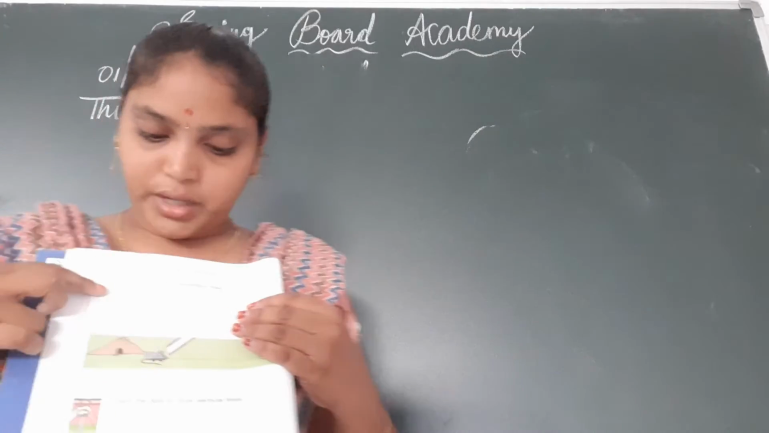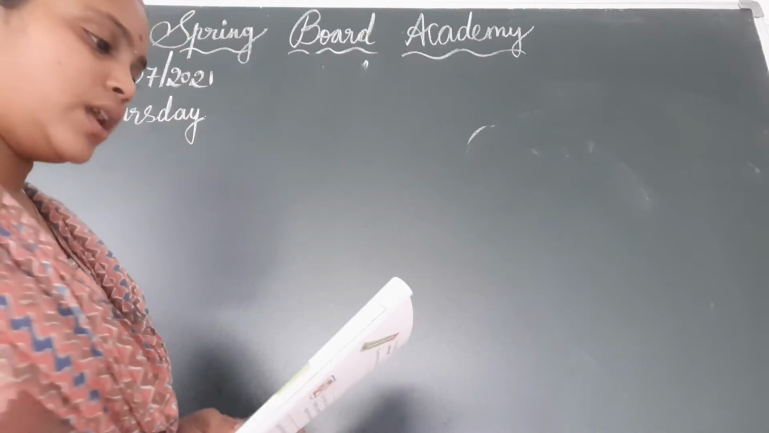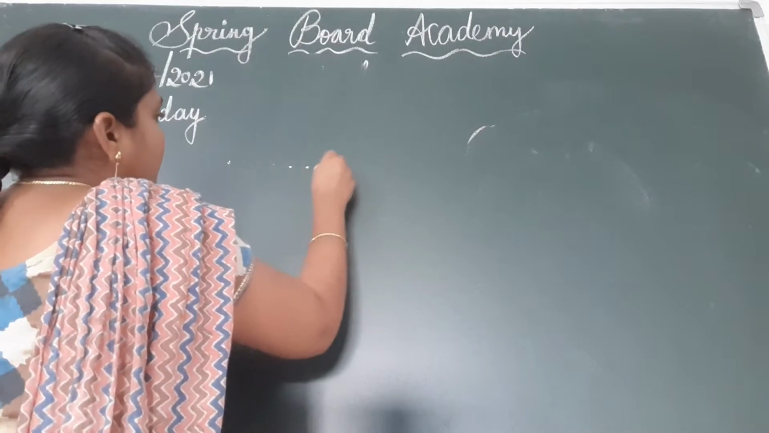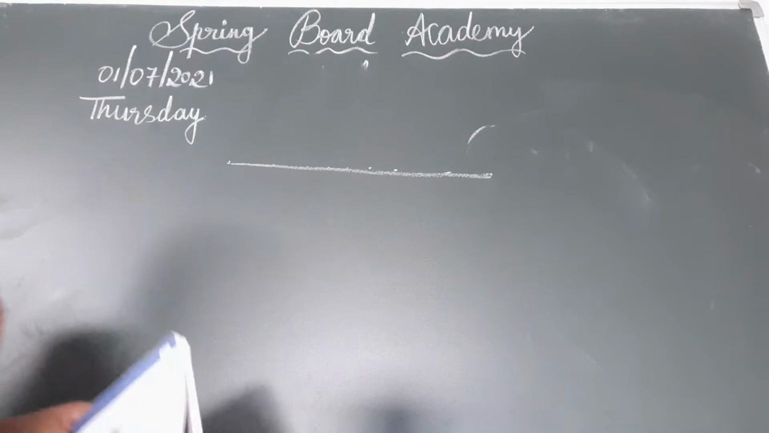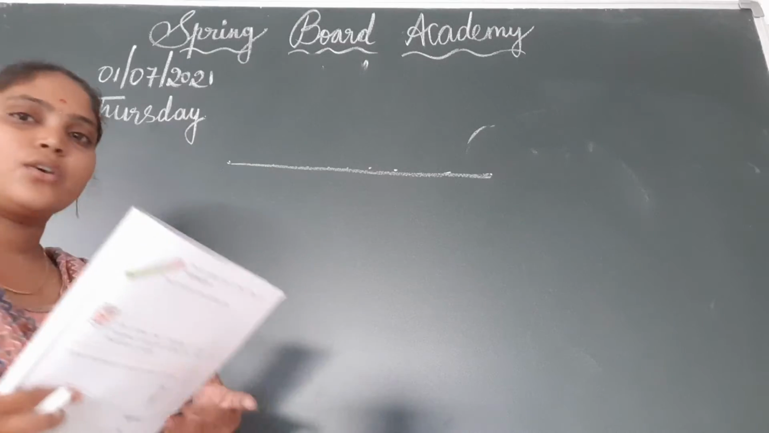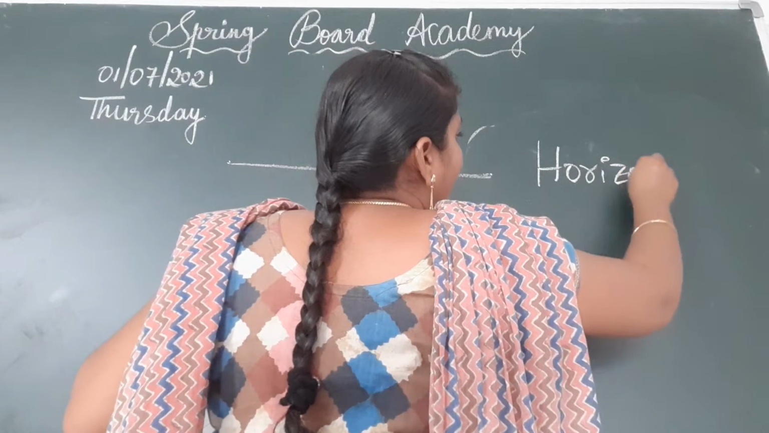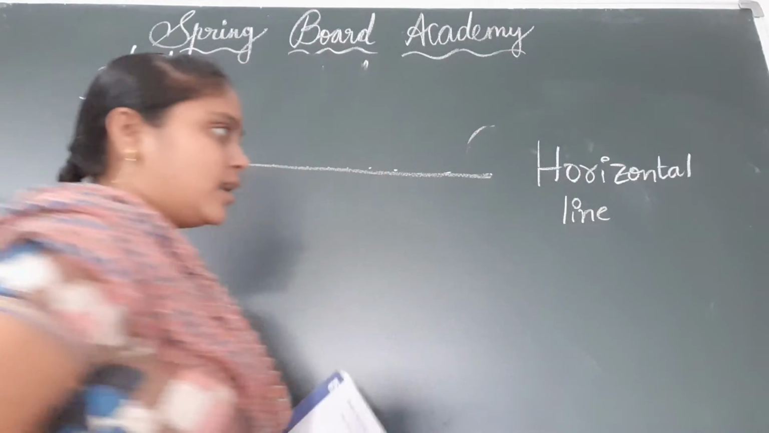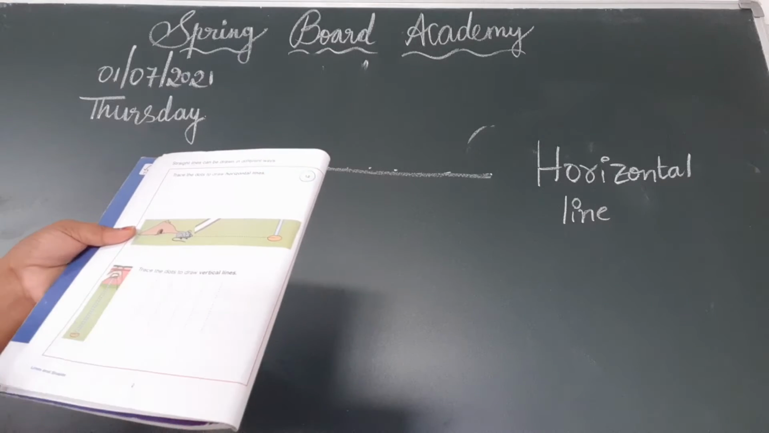Here, trace the dots to draw horizontal lines. First the dots are like this, and here the dots are like this. If we join them like this, the line is formed like this. So this is called a horizontal line. What line is it? This is a horizontal line.